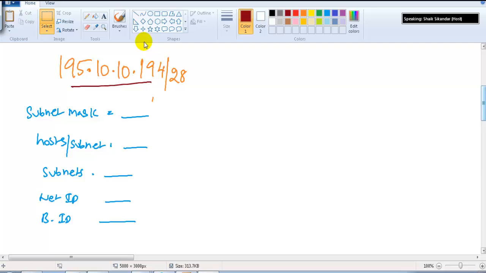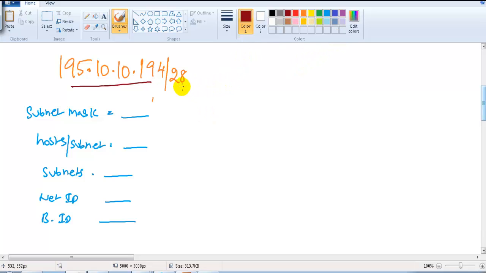So let us do one more example on the C class, one more example on the subnetting question. Well, let's take an example. You are given some address, 195.10.10.194/28. I'm supposed to find the subnet mask. Probably in the subnetting questions you will be asked any one of these things. So I'm just trying to cover as many of the possible questions in subnetting as I can.